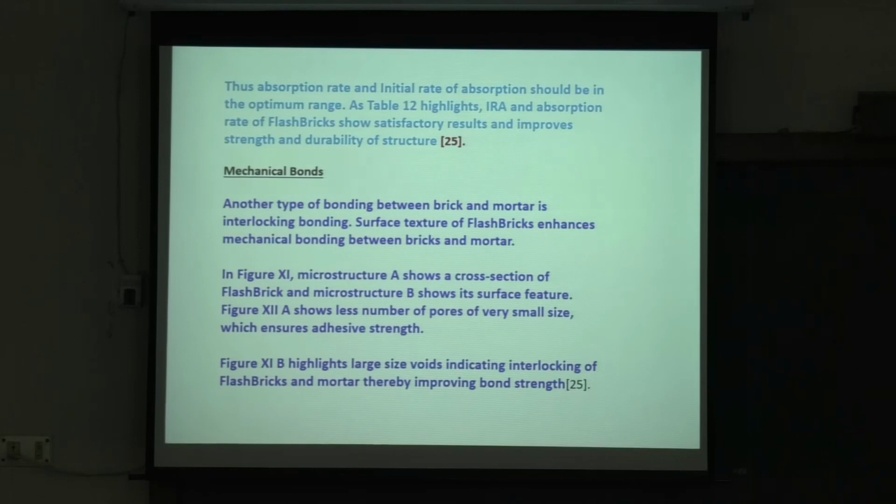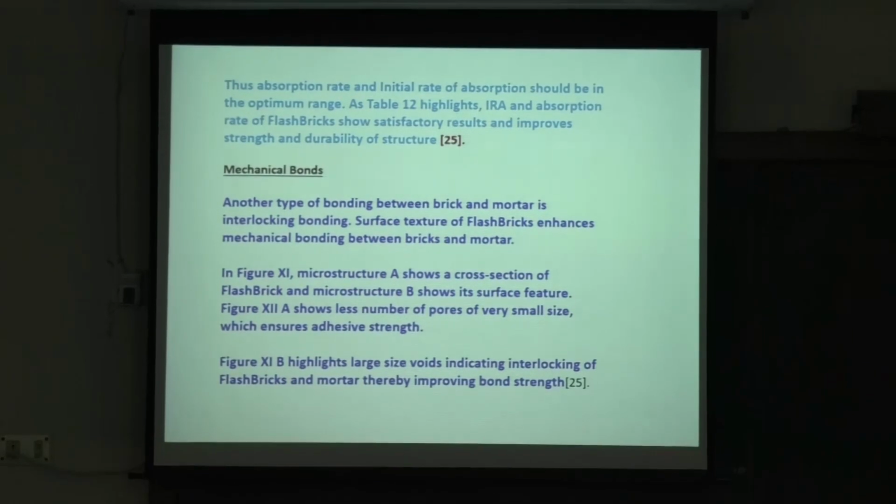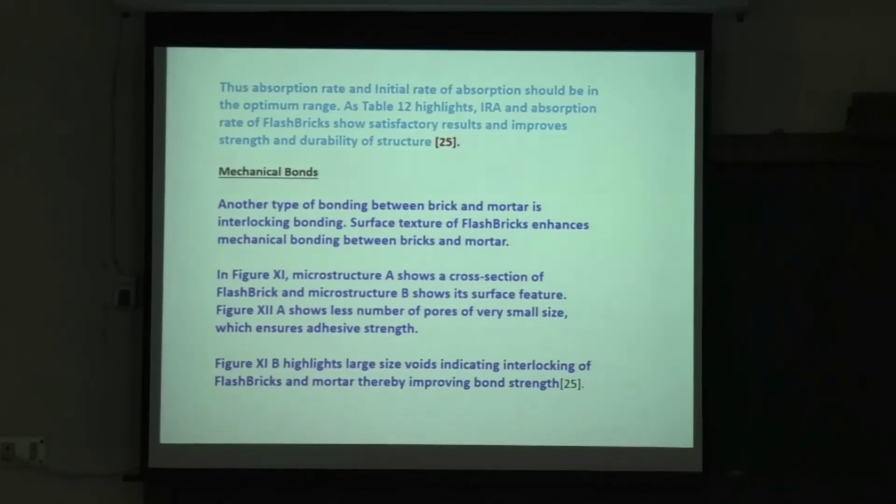Mechanical bonds is the last sentence and the last slide with statement. Another type of bonding between brick and mortar is interlocking bonding. What is interlocking bonding? Any chemist professor can tell us? That means it does not allow anything more to come up, or it forms some. Yes? Lock and key, okay. That's good.